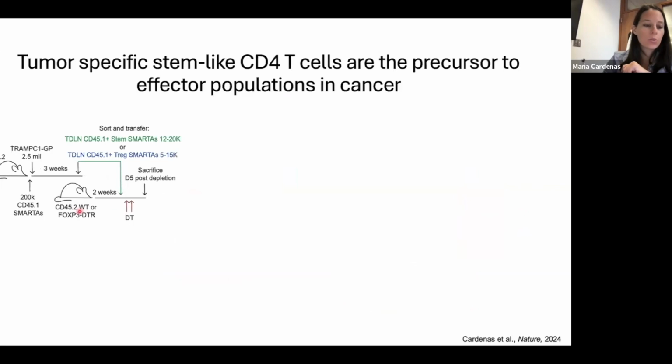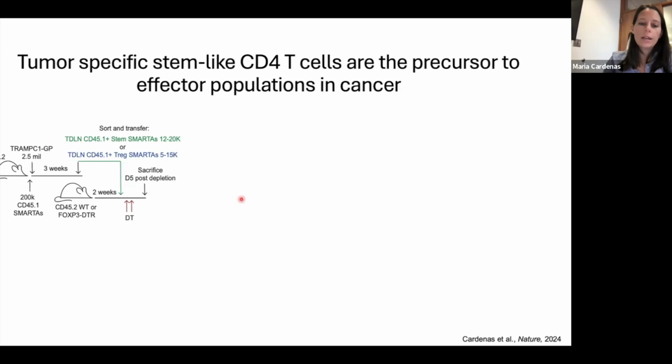And so how we did this was we acquired 45.1 SMARTAs. Again, these are TCR transgenic CD4s, specific for the glycoprotein that is in this TRAM tumor. We waited for 3 weeks for these tumors to be established, and we sorted either the stem population from the draining lymph node or the Treg SMARTA population that develops within this draining lymph node. And we asked if we put them into a tumor-matched mouse, and we selectively deplete Tregs from this mouse, then can they give rise to that Th1 population?